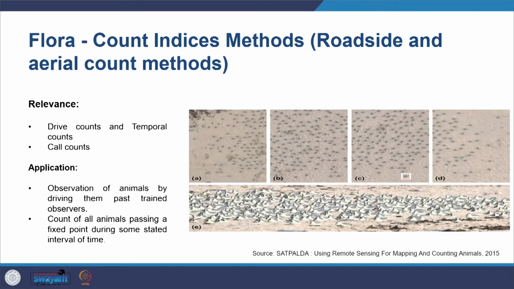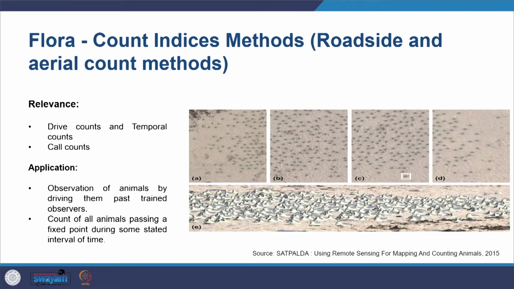Then you find another method, the count indices method, with roadside and aerial count methods. You drive and count, you also see the temporal count, and call counts are also undertaken. Here you can see how this has been used for mapping and counting animals. Through this it provides an index for various species in the area, and because you have indices, it allows comparison through seasons or between sites or habitats.